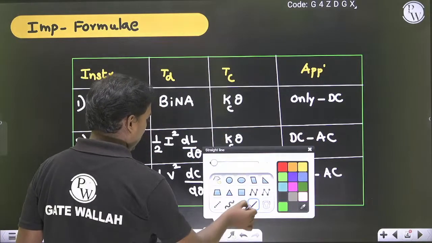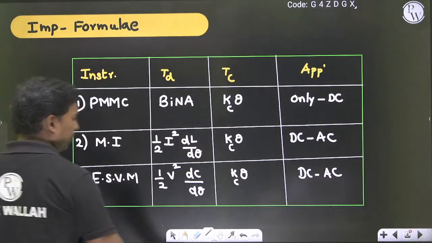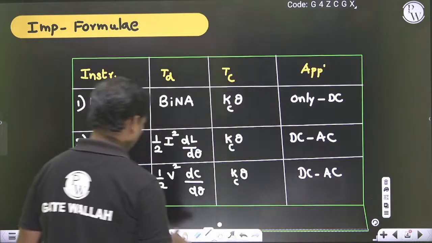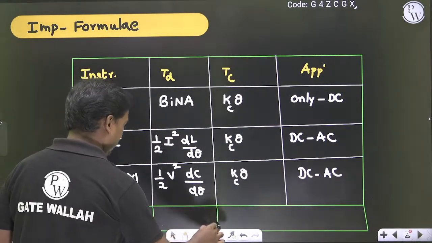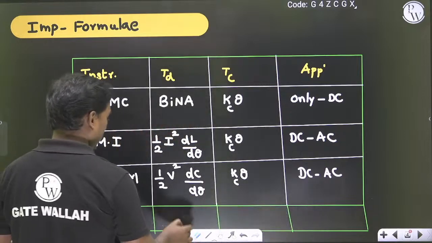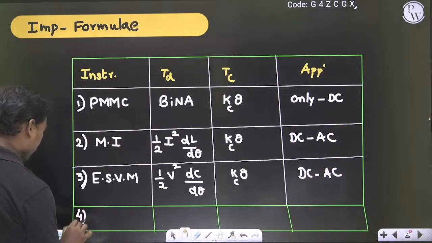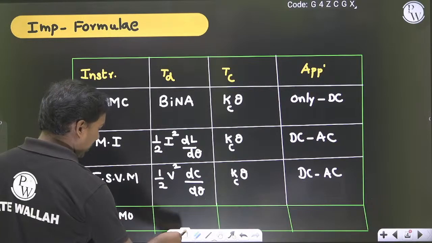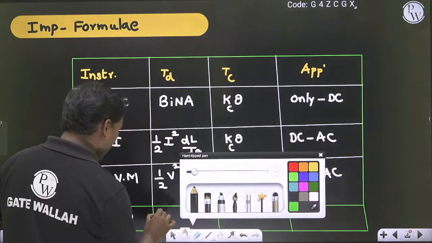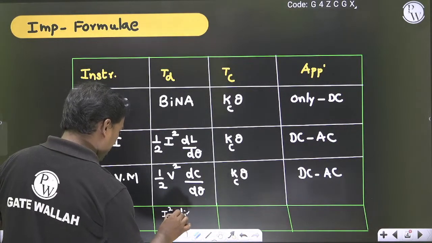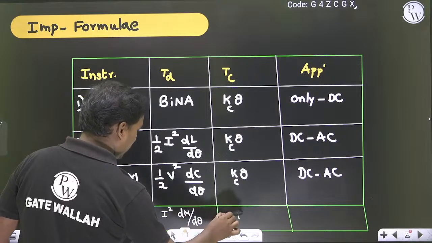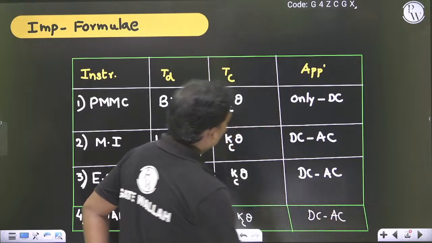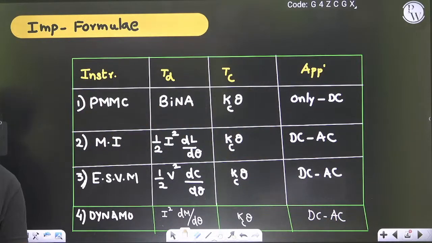Now the same way, if I go for the dynamometer, the formula is I square dM/d theta. The controlling torque is Kc theta. It is for both DC as well as AC. So these are the major outcomes in the GATE exam.